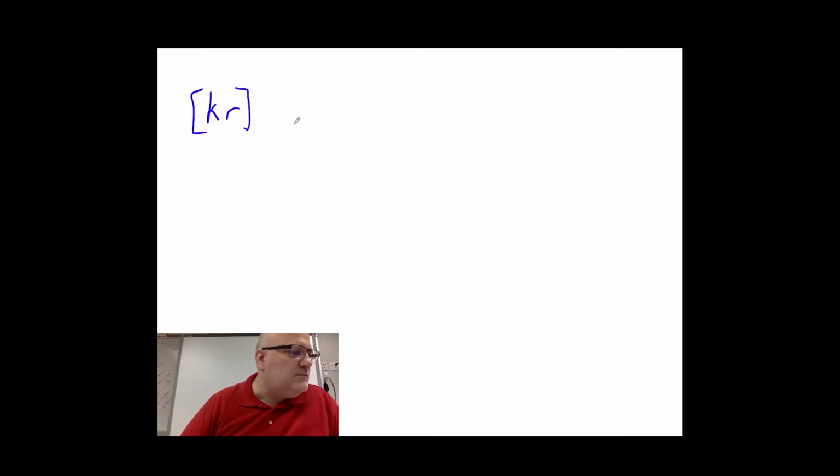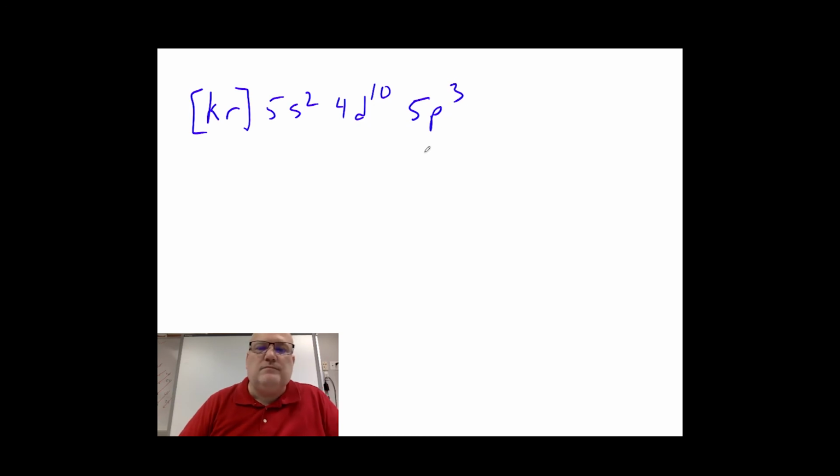Let's try one more. What if I gave you something that looked like this? Give me the 4 quantum numbers for this. Well, let's take a look. We know that the last electron, and when we say give me the 4 quantum numbers, do you realize that every single electron in this is going to have a set of 4 quantum numbers? The Pauli exclusion principle, it's actually a rule that says that every individual electron in an atom has a set of 4. So when I say give me the 4 quantum numbers for this, I'm asking you for the 4 quantum numbers for the very last electron.